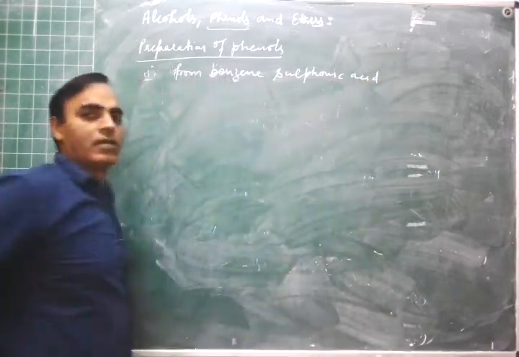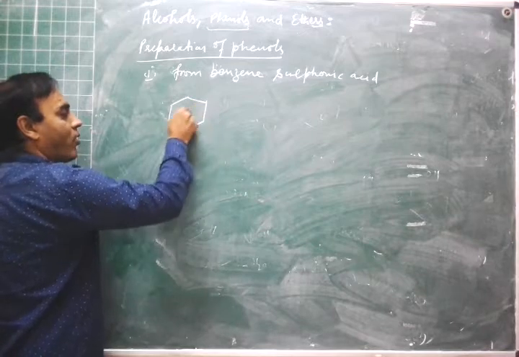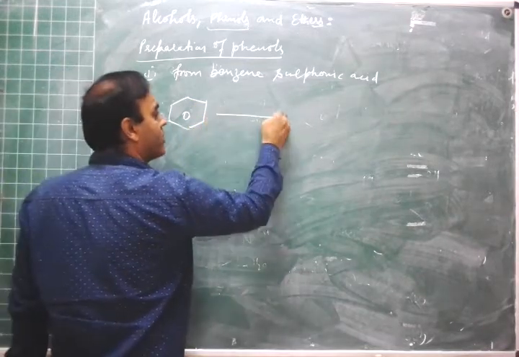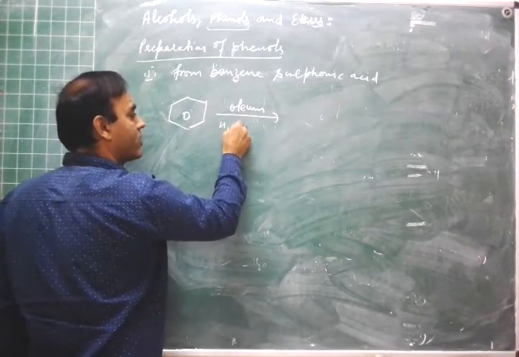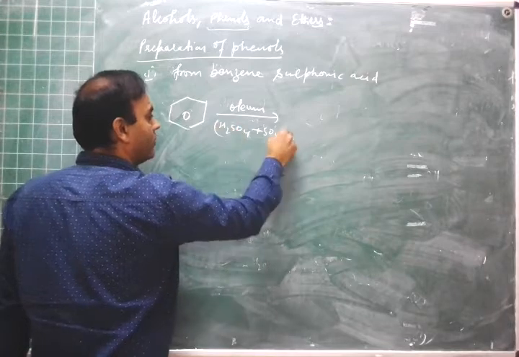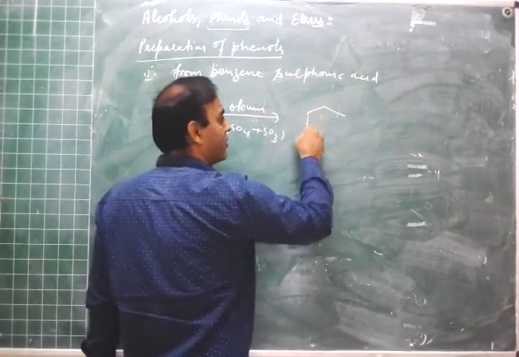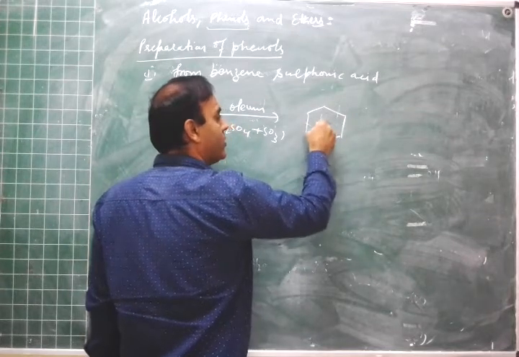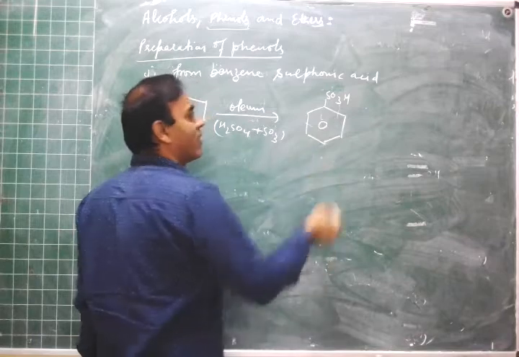Right? So take benzene first. Now react it with oleum. Right? What is oleum? Oleum is a mixture of H2SO4 and sulfur trioxide. This is known as oleum. Then it gives benzene sulfonic acid. This is known as benzene sulfonic acid.